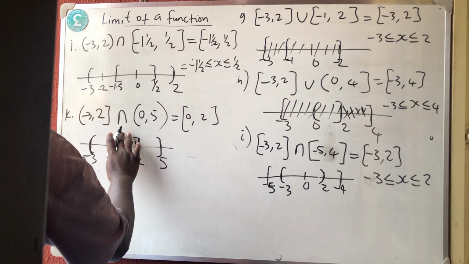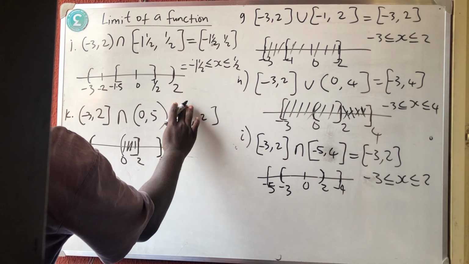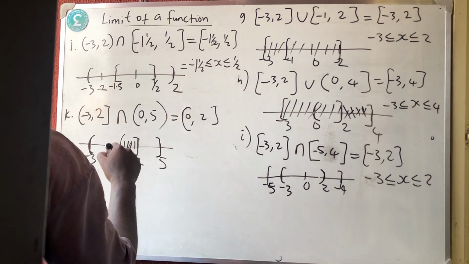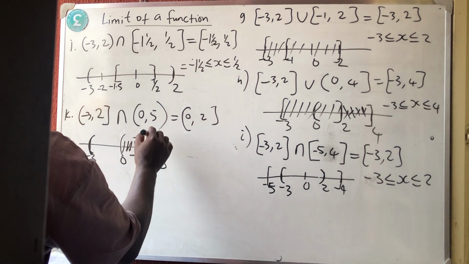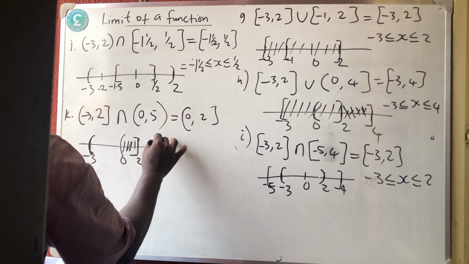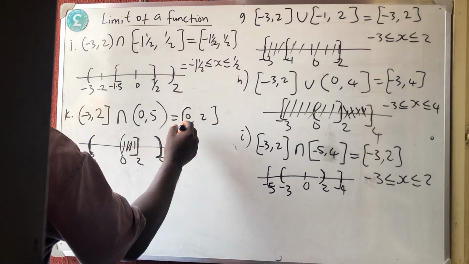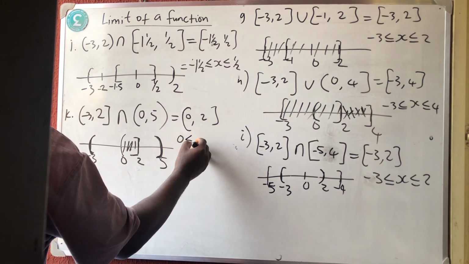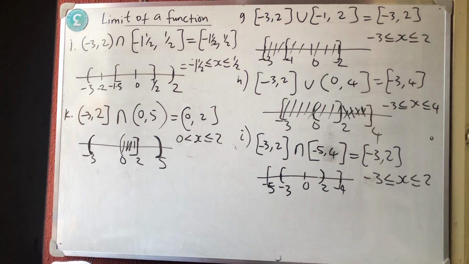Oh, the 0 is not a closed interval. The 0 is an open interval. So since the 0 is an open interval, here should be open interval, for k. And 5 is equally open. So that is what they have in common for k. Yes. So my answer is what? Sorry, 0 is less than x, which is less than or equal to 2. Okay.